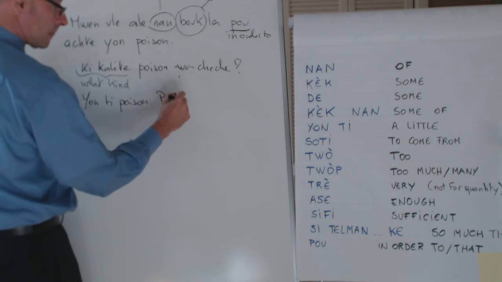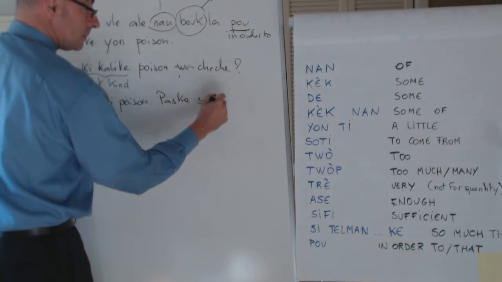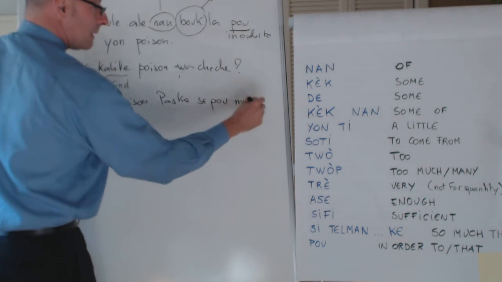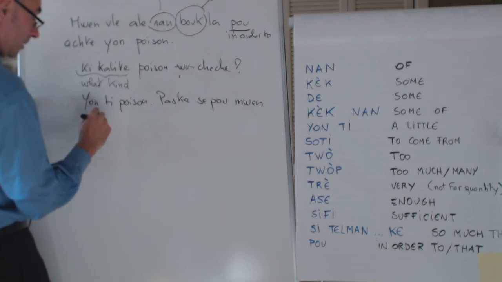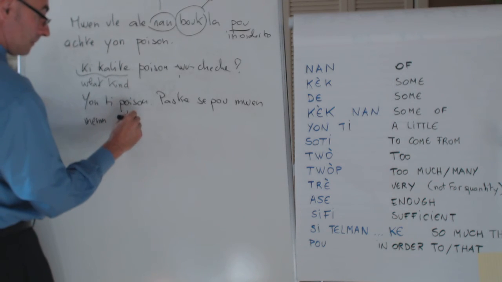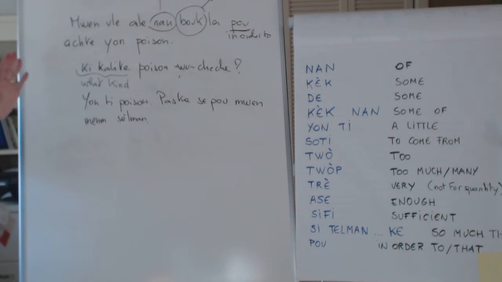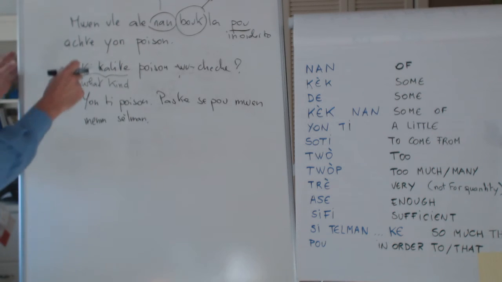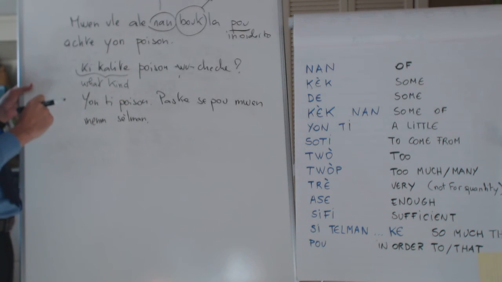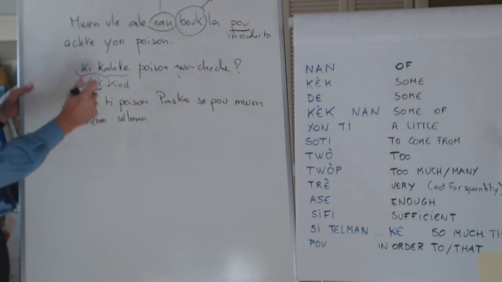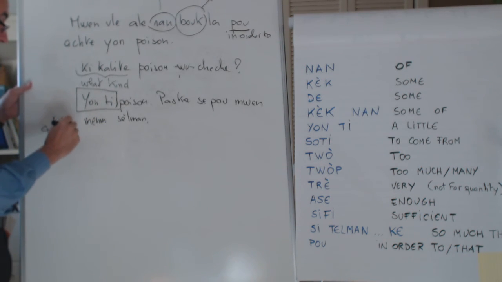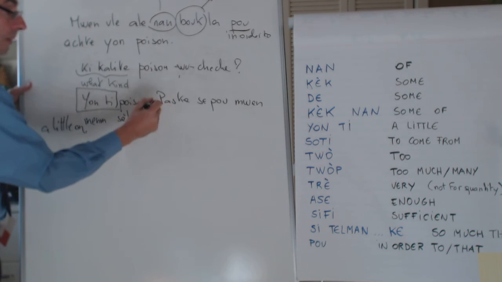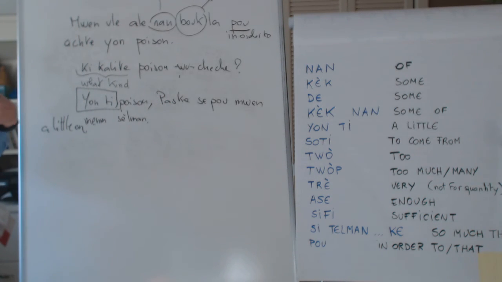Parce que c'est pour moi-même seulement. Okay, just a small fish, a small one, because it's for myself only. I'm not inviting tons of people. So what kind of fish are you looking for? Yonti poisson, yonti, a little one, a small one. Yonti poisson, parce que c'est pour moi-même seulement.